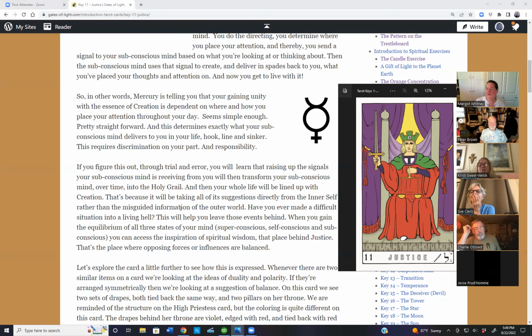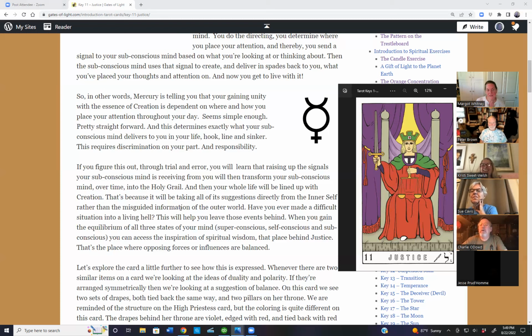So if you figure this out through trial and error, you will learn that raising up the signals your subconscious mind is receiving from you will then transform your subconscious mind over time into the Holy Grail. You know that search for the Holy Grail they talk about? There you go. And then your whole life will be lined up with creation. That's because it will be taking all of its suggestions directly from the inner self, rather than the misguided information of the outer world. Have you ever made a difficult situation into a living hell? This will help you leave those events behind.